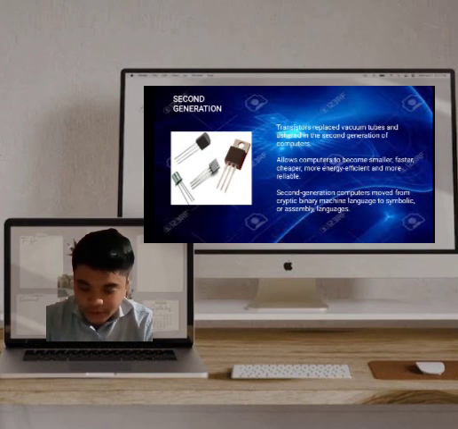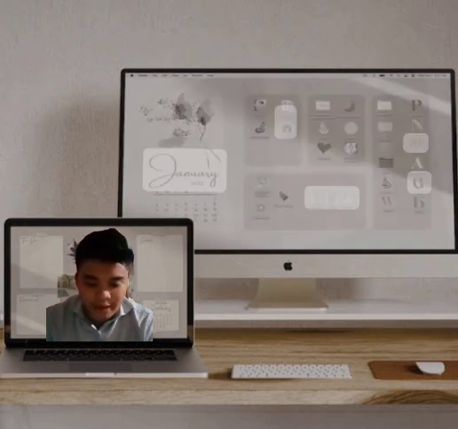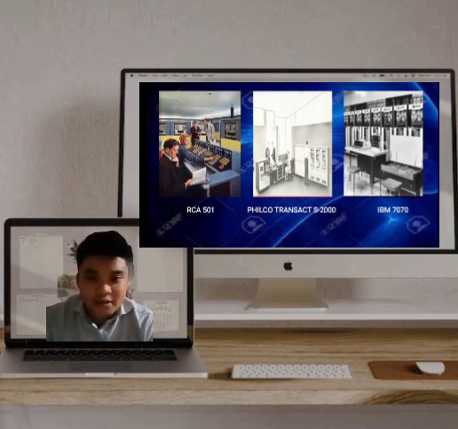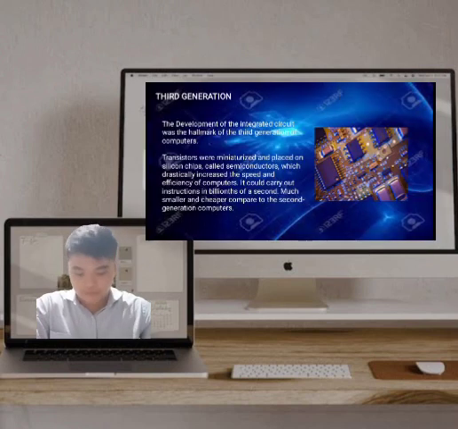The second generation computers moved from cryptic binary machine language to symbolic or assembly language. Examples are RCA 501 and Pelco Transact 2000, and lastly, IBM 7070. The third generation of computer, the time period of this is 1965 to 1971.